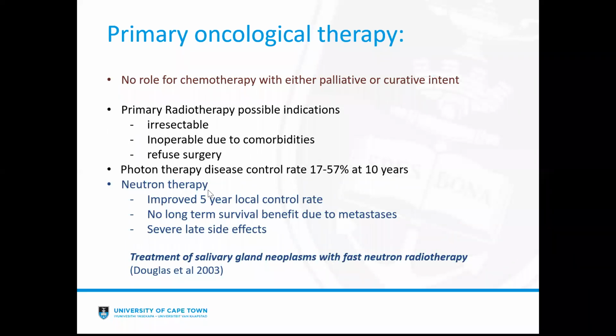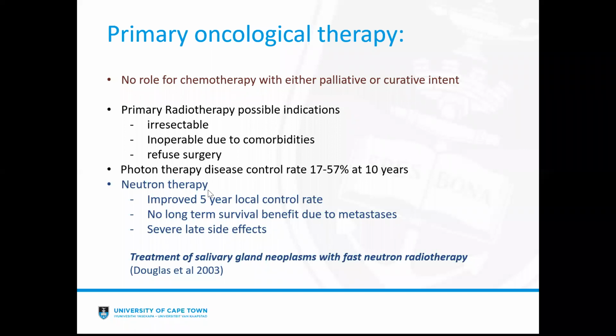Okay, in terms of the role of primary oncological therapy, specifically chemotherapy and/or radiotherapy in the management of salivary gland malignancies. To start off, as it stands, there's currently no compelling evidence to support the use of chemotherapy in the cure or palliation of salivary gland malignancies. Primary radiotherapy is reserved for patients who have irresectable disease, who are inoperable due to comorbidities, or who refuse surgery. Here, standard photon therapy achieves a disease control rate somewhere between 17 to 57% by 10 years.